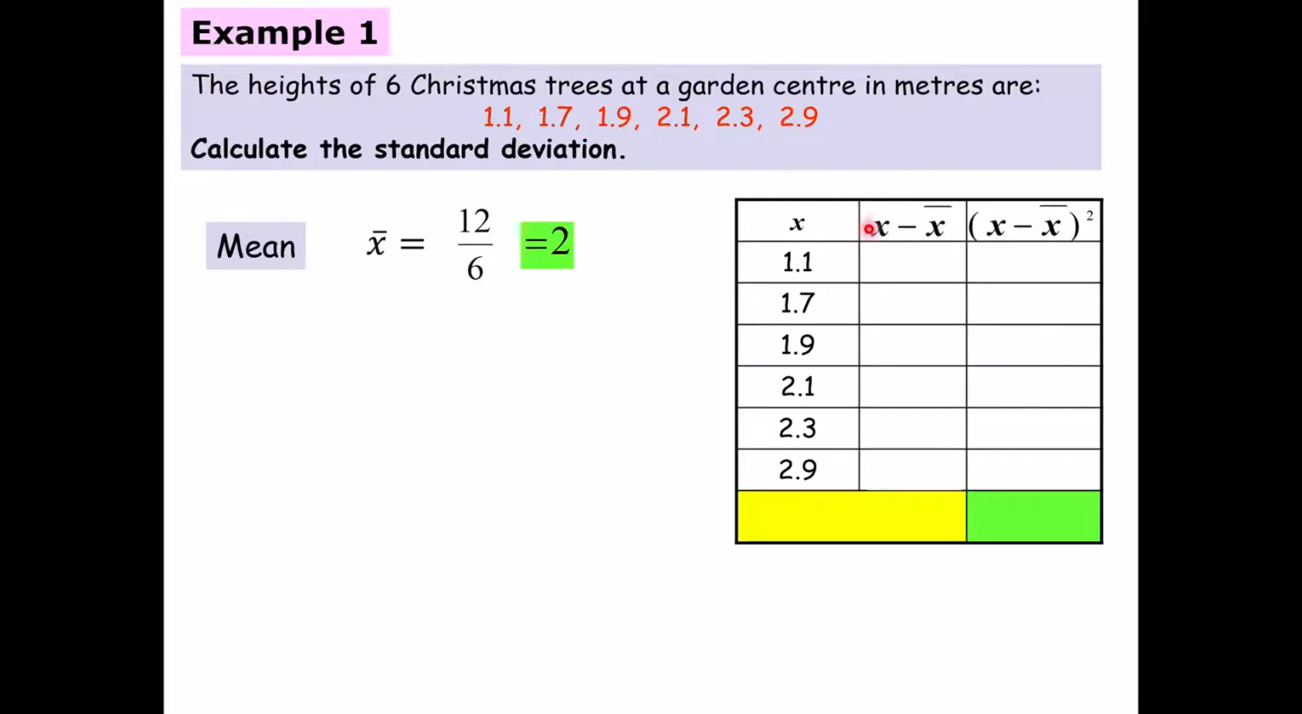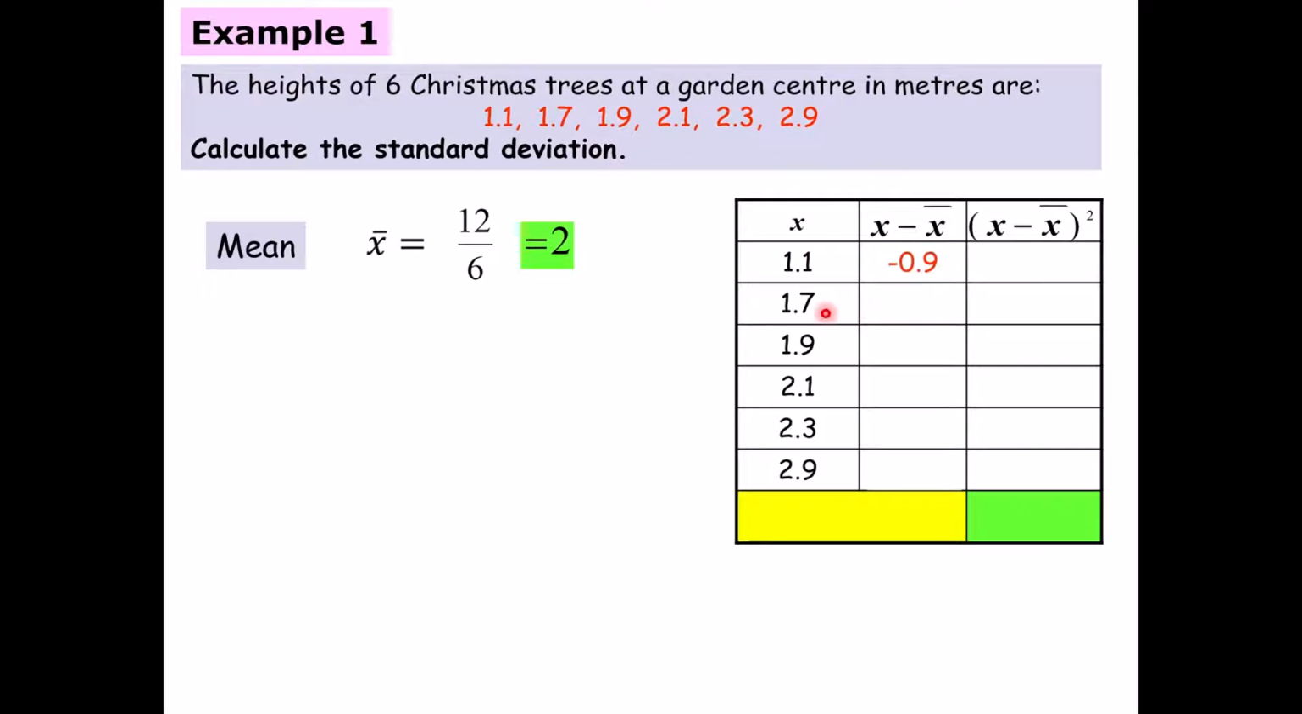And we're now going to calculate our deviation. So how much does this value differ from the mean? We're just going to go through each step and fill in each box. The first one we're going to do is x subtract x bar, which is the mean. So we're going to take 1.1 subtract 2 to give us negative 0.9.